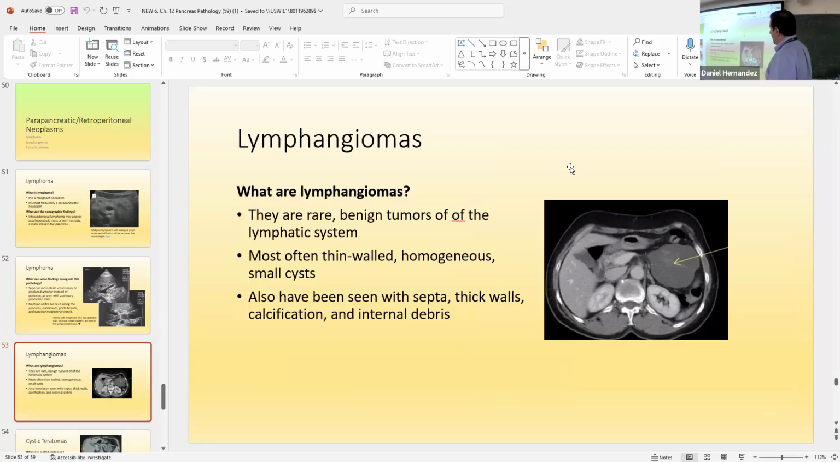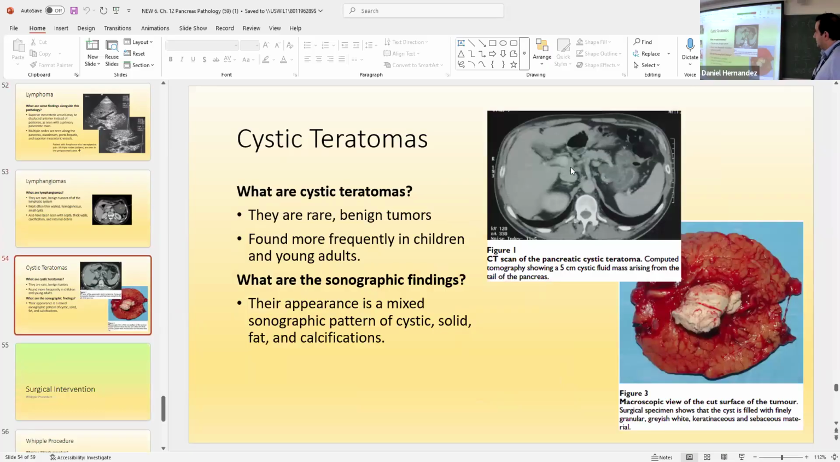Lymphangiomas. These are rare benign tumors of the lymphatic system. They are most often thin-walled, homogeneous, with small cysts. Those cysts can have septations within them, as well as internal debris or calcifications. And then other tumors that grow in that area of the pancreas could be a cystic teratoma. You're going to hear about this definitely in your OBGYN or GYN class. Cystic teratomas are rare, benign tumors, particularly found in children and young adults.